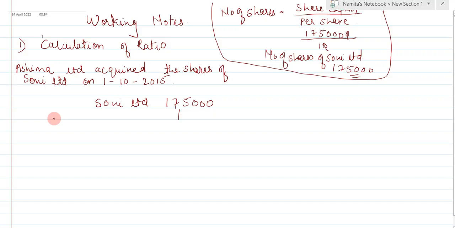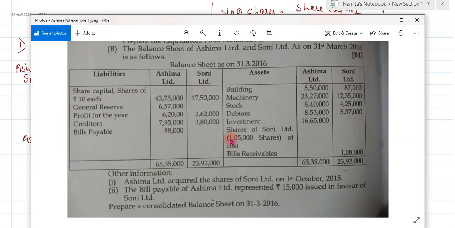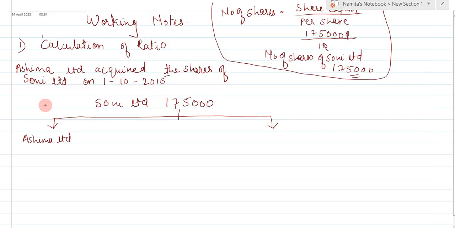From this, Anshima Limited acquired 1,05,000 shares. Okay, out of 1,75,000, Anshima Limited acquired 1,05,000 shares. So 1,05,000 shares is of Anshima Limited.